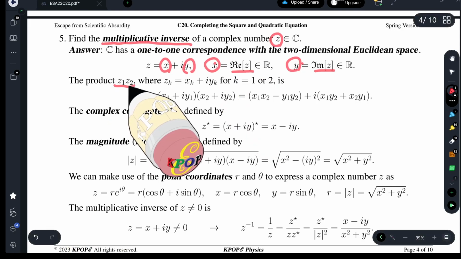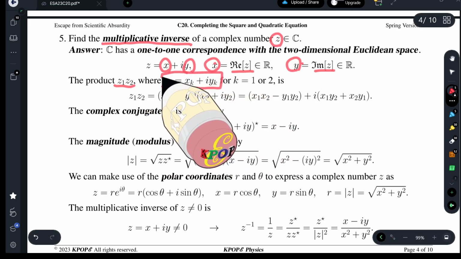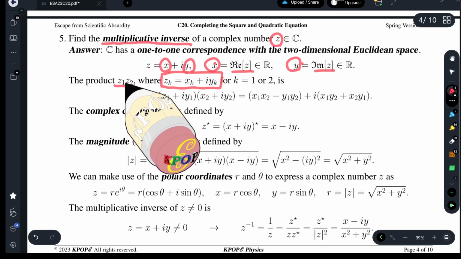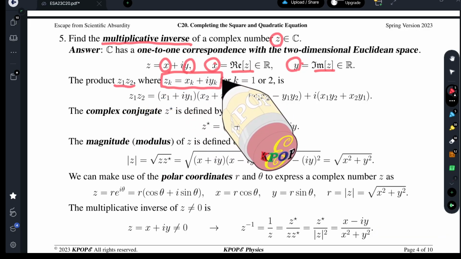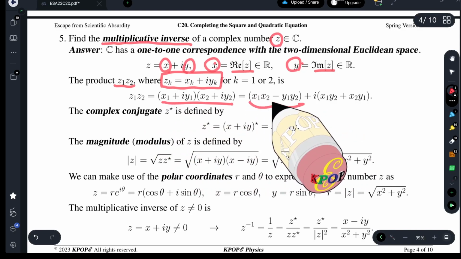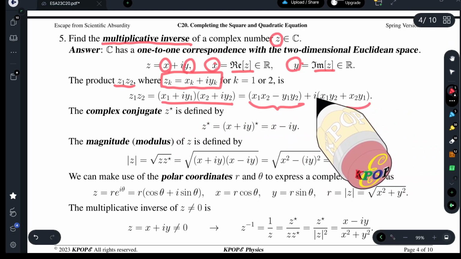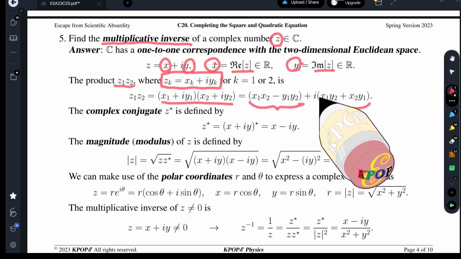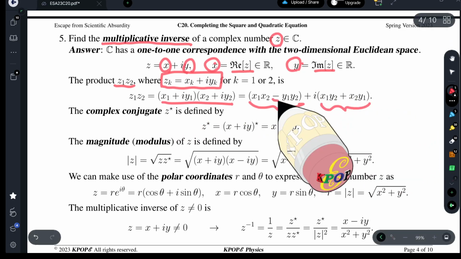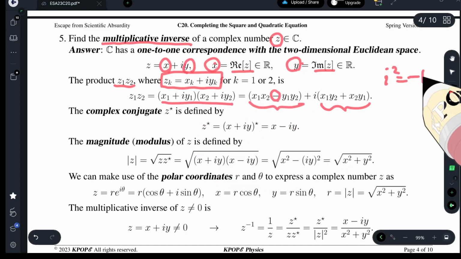The product z1 times z2 can be computed by expanding each complex number in terms of real and imaginary parts, and the product shows that the real part of the product is this, and the imaginary part, the one that carries only a single i, is this. The negative sign comes from the fact that i squared equals minus 1.